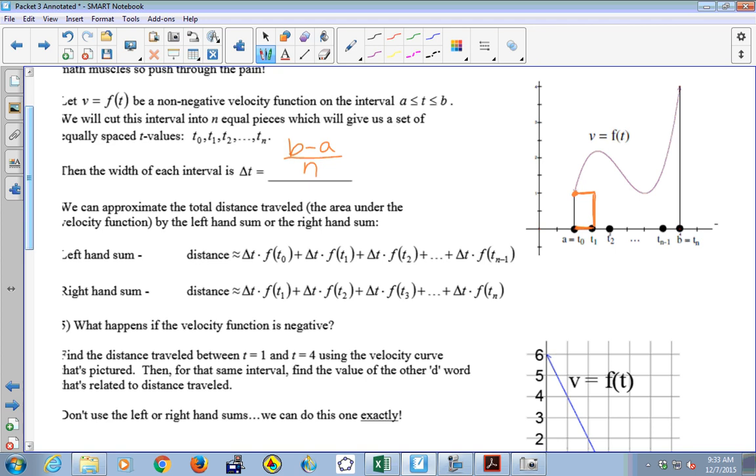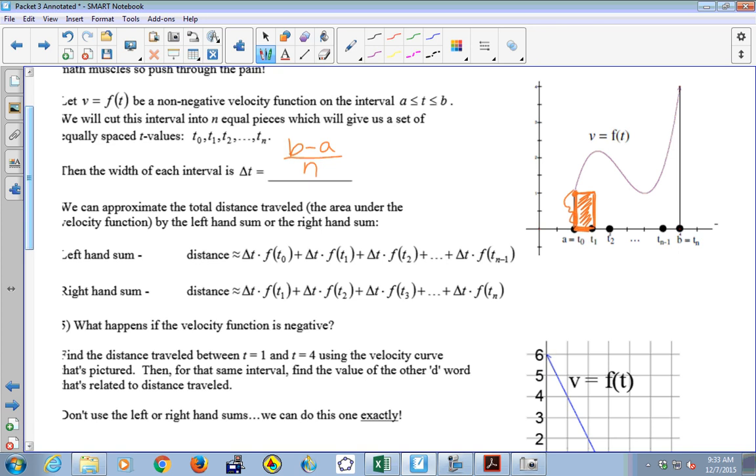So the area of this rectangle tells me how fast the zombie traveled on that interval. The area of this rectangle is just base, which is delta t, times the height. What's the height of that rectangle? It's f of t0, just the function value at that first value.